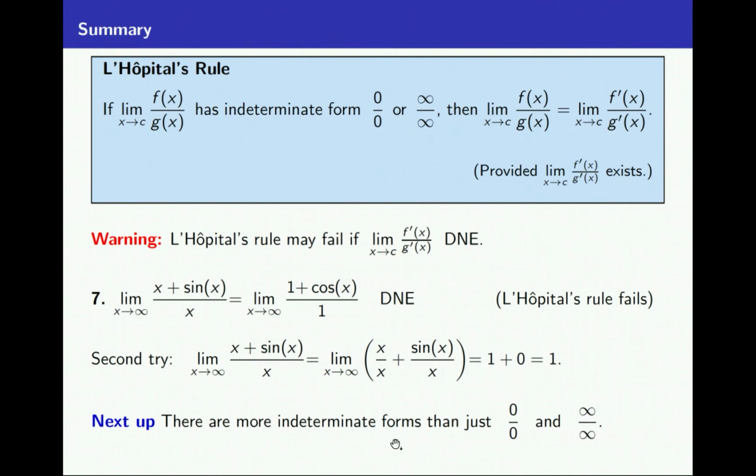That's it for today. Next up, we'll see there are more indeterminate forms than just 0 over 0 and infinity over infinity. In lecture 37b, we'll talk about indeterminate forms 0 times infinity and infinity minus infinity and how to handle them. I'll see you then, and goodbye.